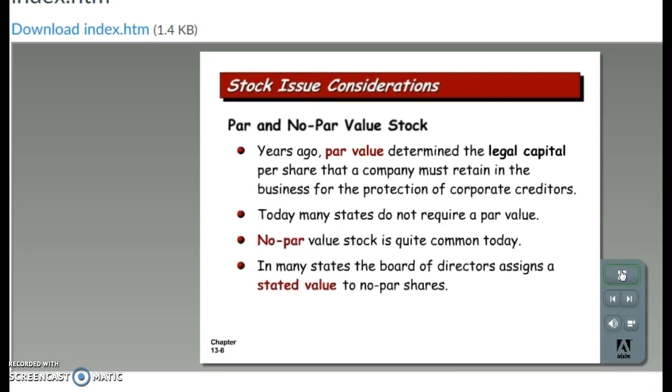Shares of stock can have a par value associated with them. Oftentimes it is a very small amount per share. Though many companies do have stock with a par value, many states do not require a par value. Stock can be no par or can have a stated value in place of a par value.